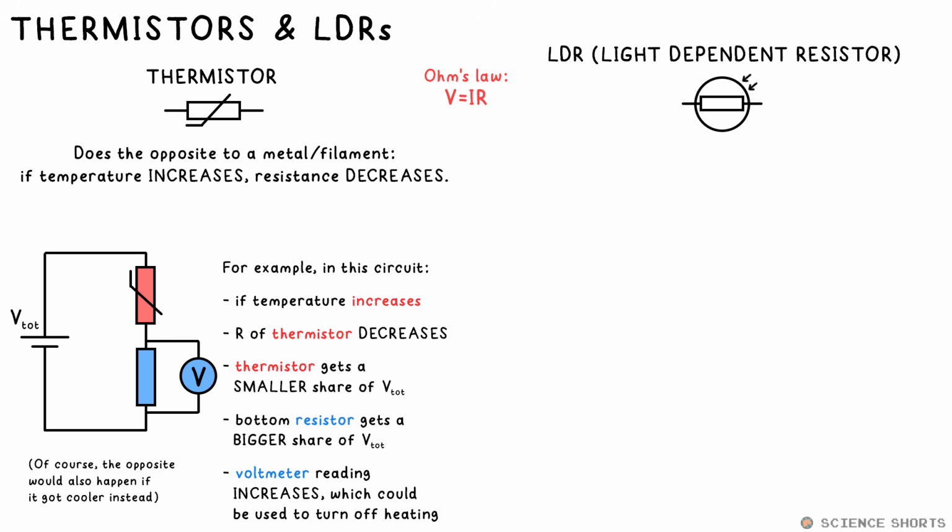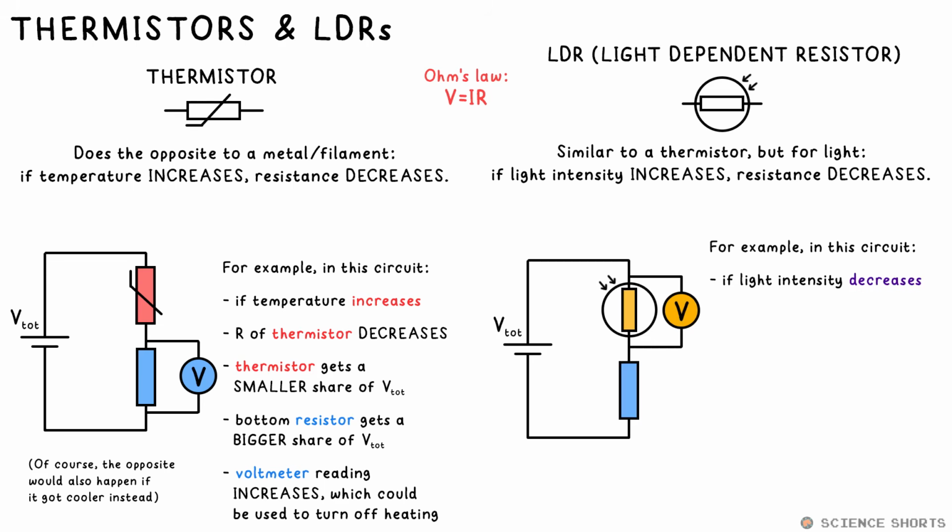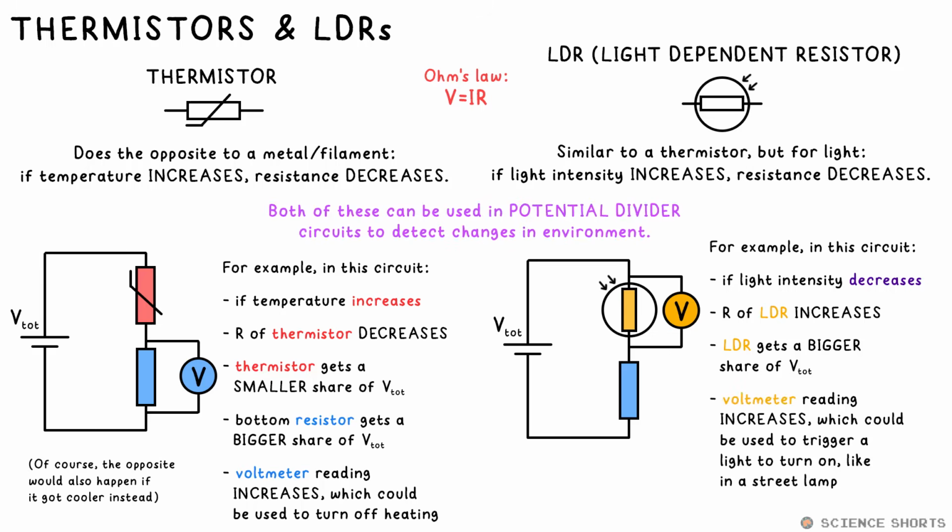An LDR is a light-dependent resistor, very similar to a thermistor, but resistance goes down with increased light intensity this time, not temperature. So this circuit could be what's in the sensor on the top of a street lamp, for example. Light intensity goes down at night, resistance of the LDR goes up, as does its share of the PD. This then could be used to trigger the street lamp to turn on.